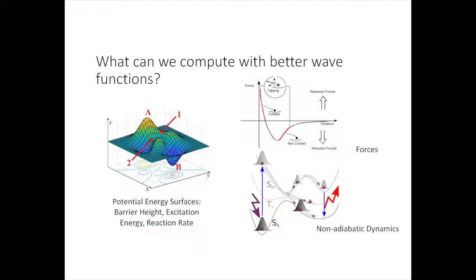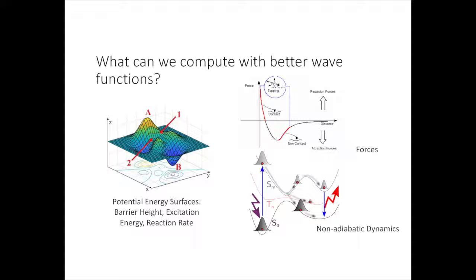Another thing we can compute is forces, which is nothing but the gradient with respect to the nuclear positions. Once you have a potential energy surface, once you have a good wave function, you can compute forces. If you have forces, you can do a lot of things. First of all, you can do a geometry optimization, which gets the optimal structure of the system that you care about. You can also do ab initio molecular dynamics simulations to really capture or describe some of the non-equilibrium properties of the system.